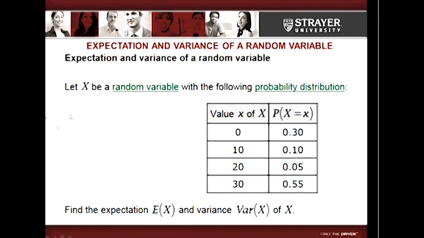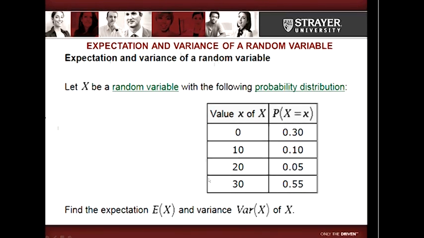Expectation and variance. So here's a problem from Alex. You're looking for the expectation and variance of a random variable. This is from the binomial distributions section of your pie. So here we have a probability distribution. This is the title of that topic: expectation and variance of a random variable.